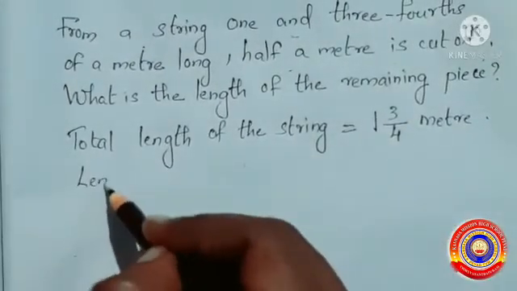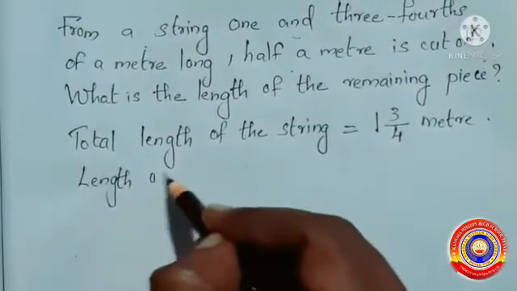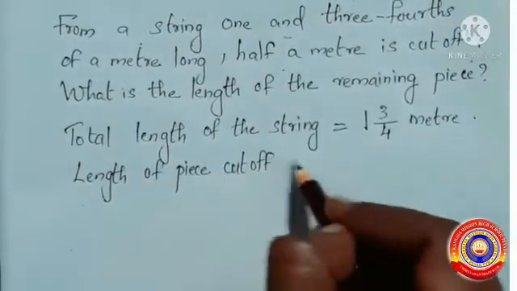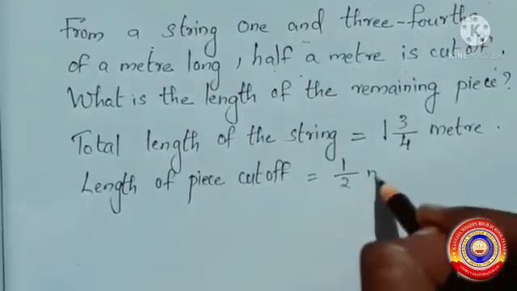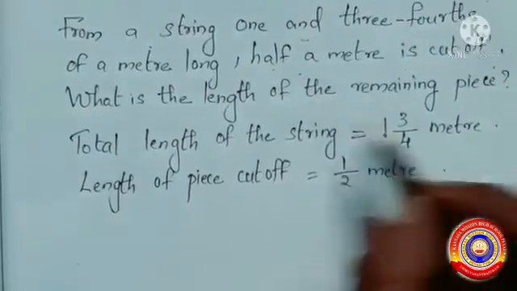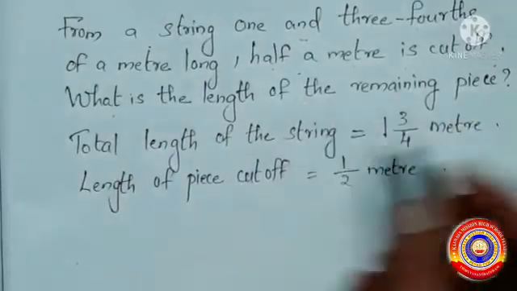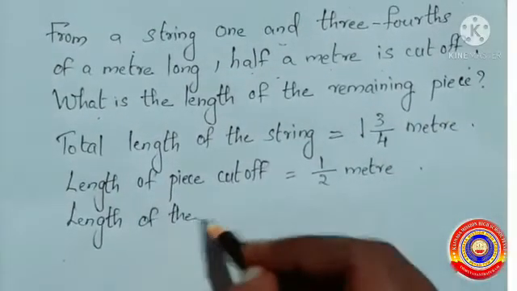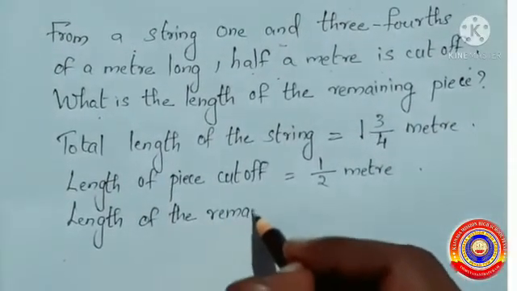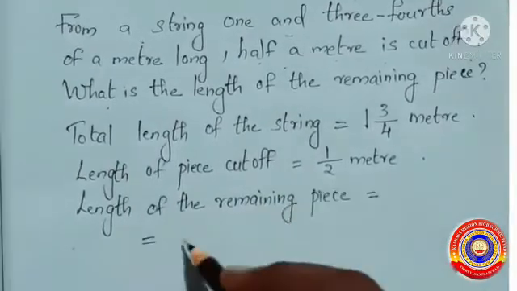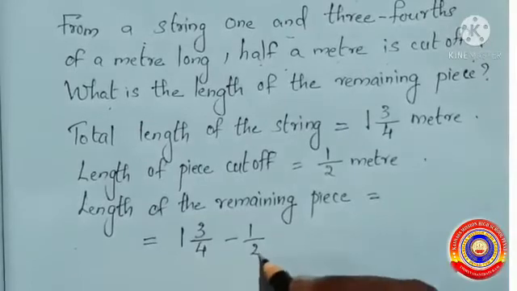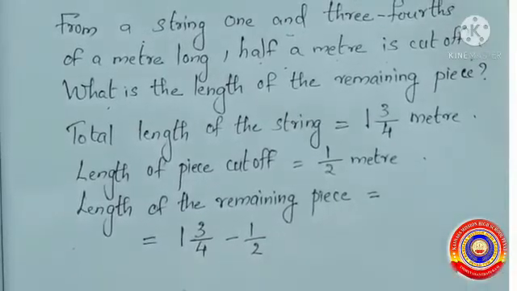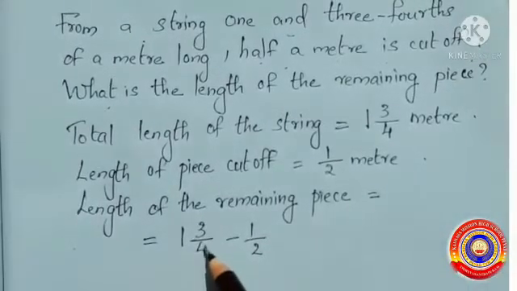Length of the piece cut off is half a meter, that is 1 by 2 meter. What is the length of the remaining piece? Then the length of the remaining piece is equal to 1 and 3 by 4 minus 1 by 2. We shall do this in two ways.